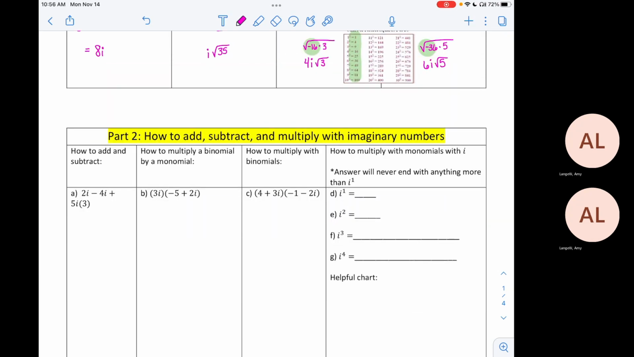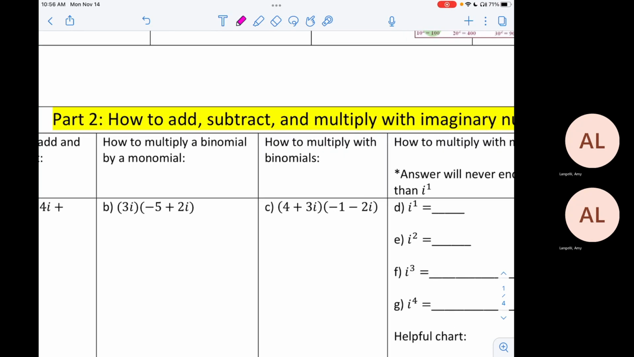So that was part 1. Part 2, how do we add, subtract, and multiply? Notice what's missing. Right now, I'm just going to do these 3. What's missing? Add, subtract, multiply. Yes, that's its own whole section. So how do we add, subtract, and multiply with imaginary numbers?